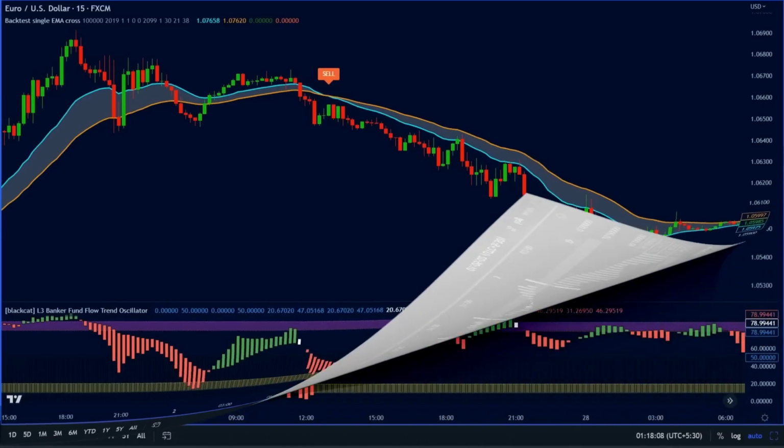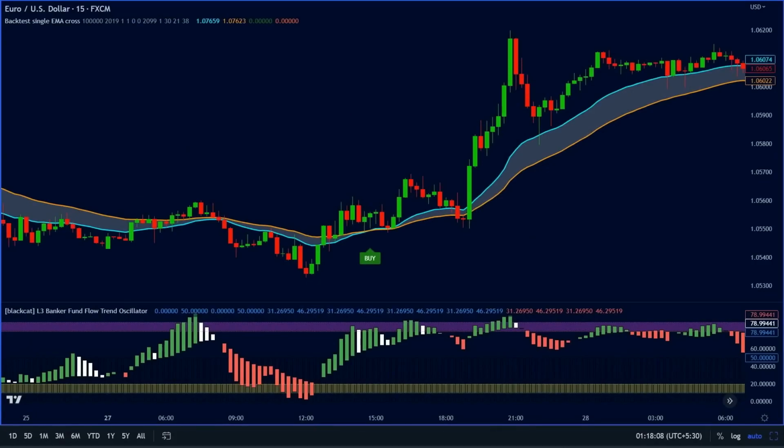Now, let's take a look at another example for better clarity. I have a 15-minute Euros chart in front of me, and a buy signal has been generated here. As we can see, our candle should be of green color, which it is. All our buy conditions are being met, and the price is above the crossover.